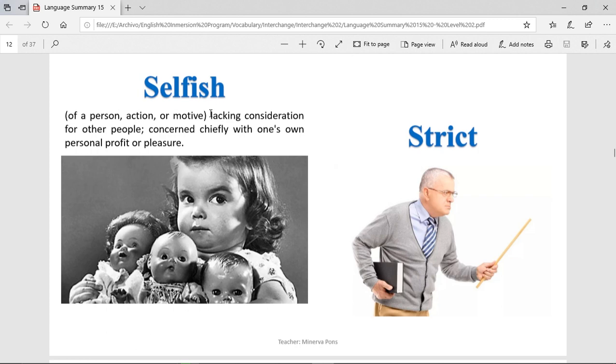That is selfish. Strict. Someone that is strict is someone that likes and always follows all the rules and makes other people follow the rules. Those are strict people. Usually your teachers are strict. I am strict as well.